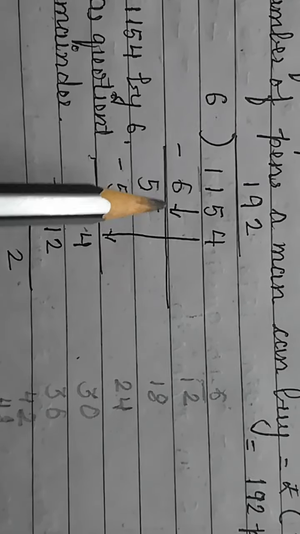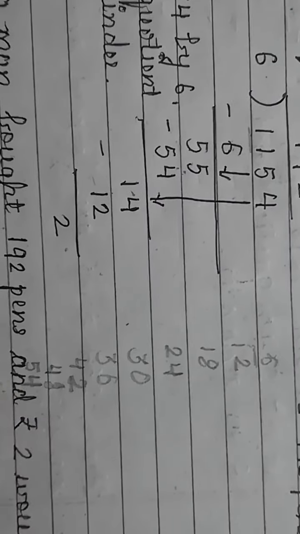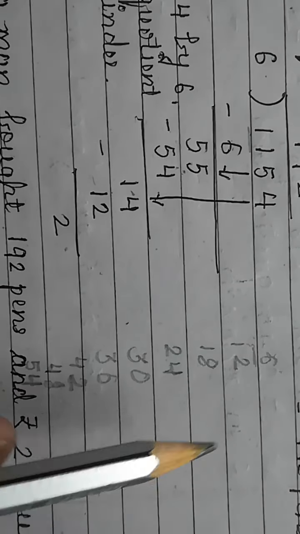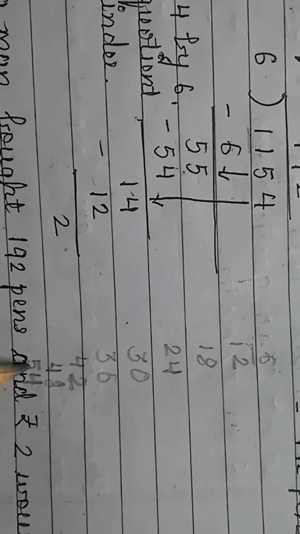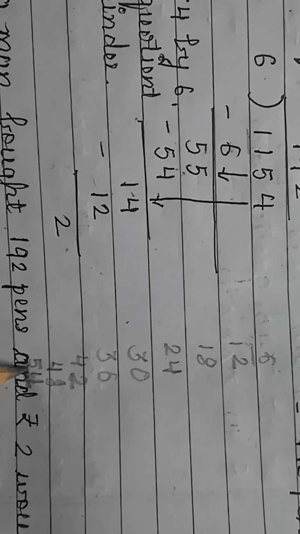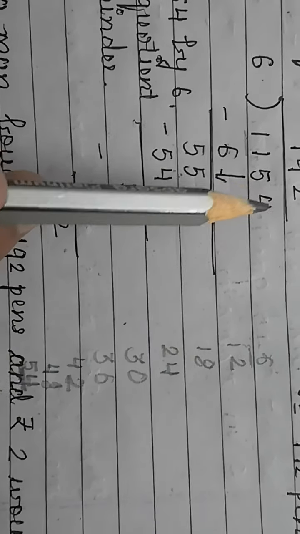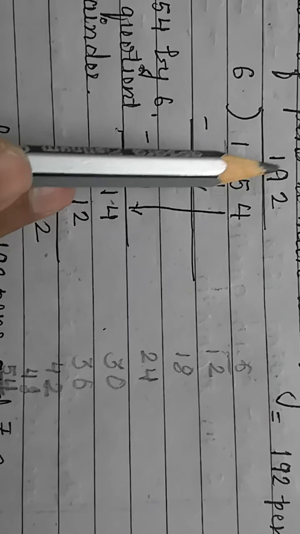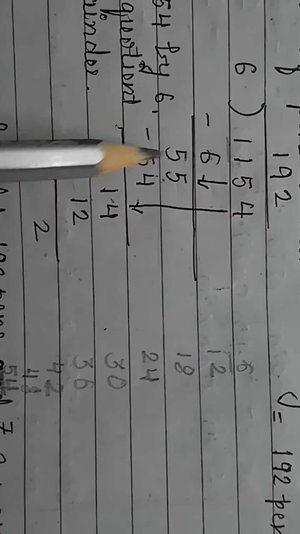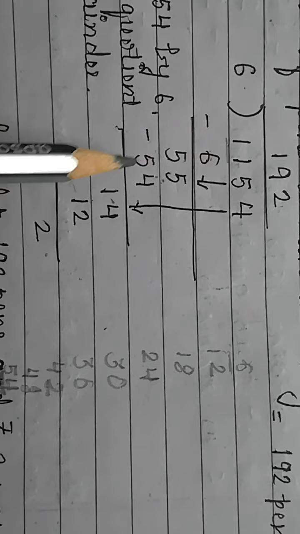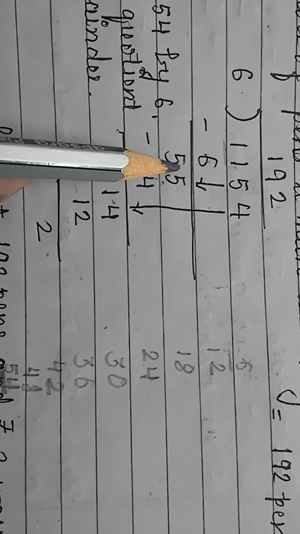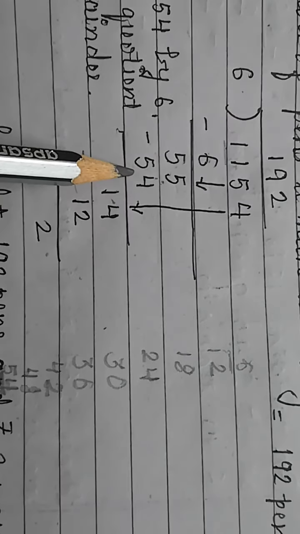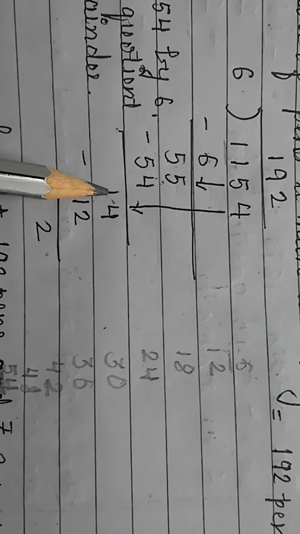Less than 55, the number is at what place? So here we got the number 54. At the 9th place, we got the number 54 in the table of 6. So we will write 9 in the quotient place. And the number we got at the 9th place, we will subtract from the number above. So 55 minus 54, yes, here 1.